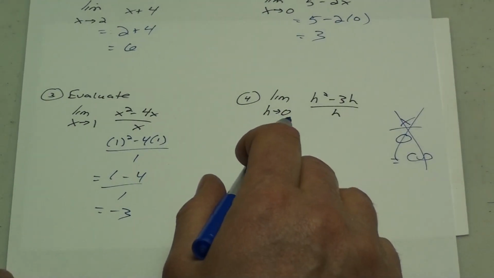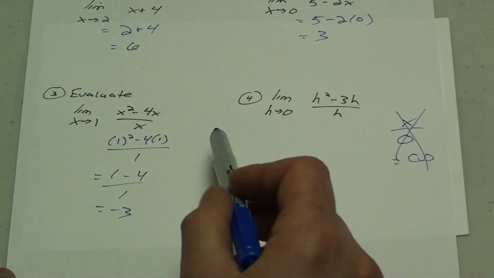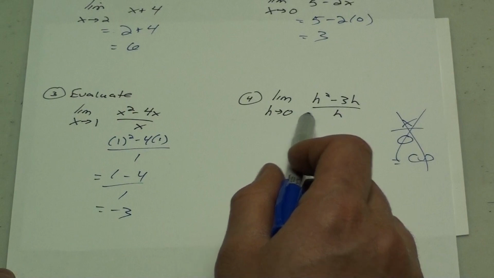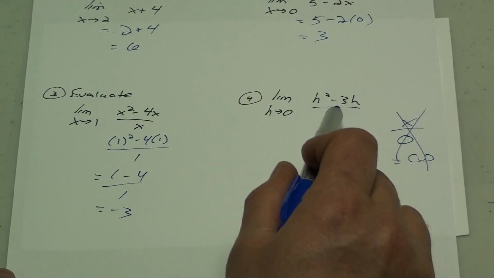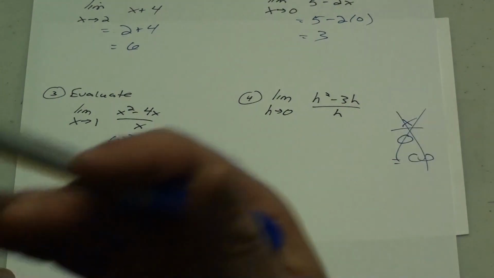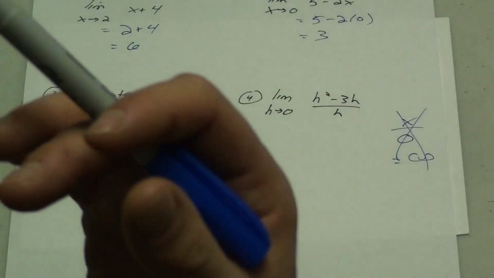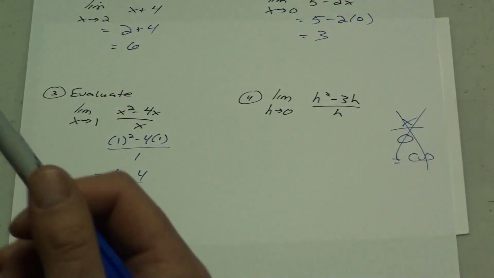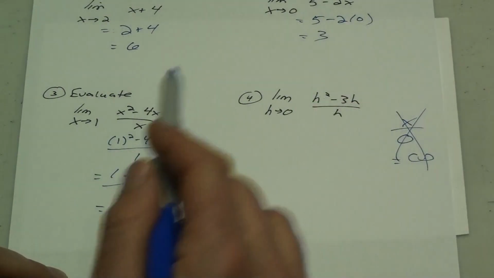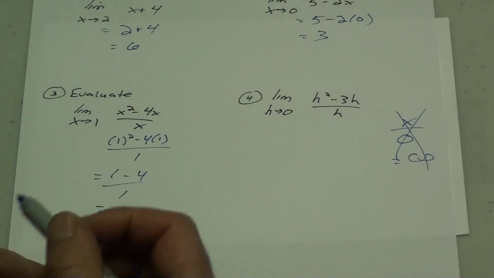So if I have a case where that's going to happen, like this right here, h is going to go to 0. We're going to get very, very close to 0. If I put 0 in, I'm going to have a 0 on the bottom. That's an issue. So what I need to do is make sure that my bottom is not going to go to 0. And most times that means I can just factor and things will kind of work out.